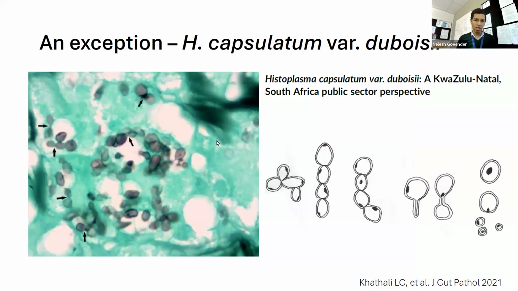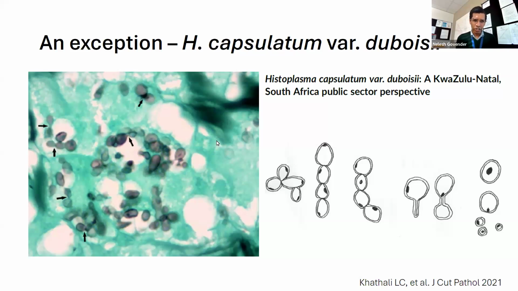So I used to think, and I think this was the classical teaching, that in Southern Africa, we didn't see Histoplasma duboisii. It was mostly capsulatum. But histopathologists from KZN published, a couple of years ago in the Journal of Cutaneous Pathology, a series of 24 cases of what they call Histoplasma capsulatum var. duboisii.